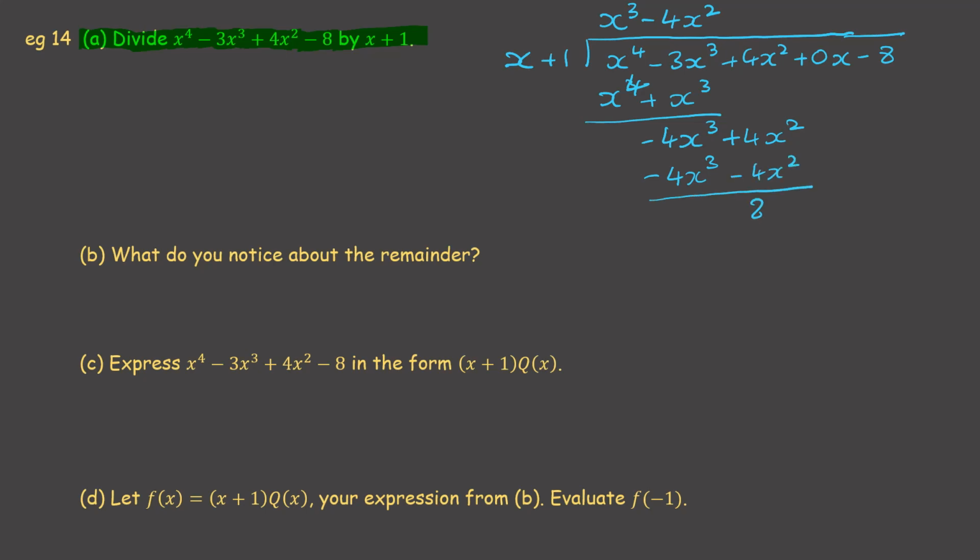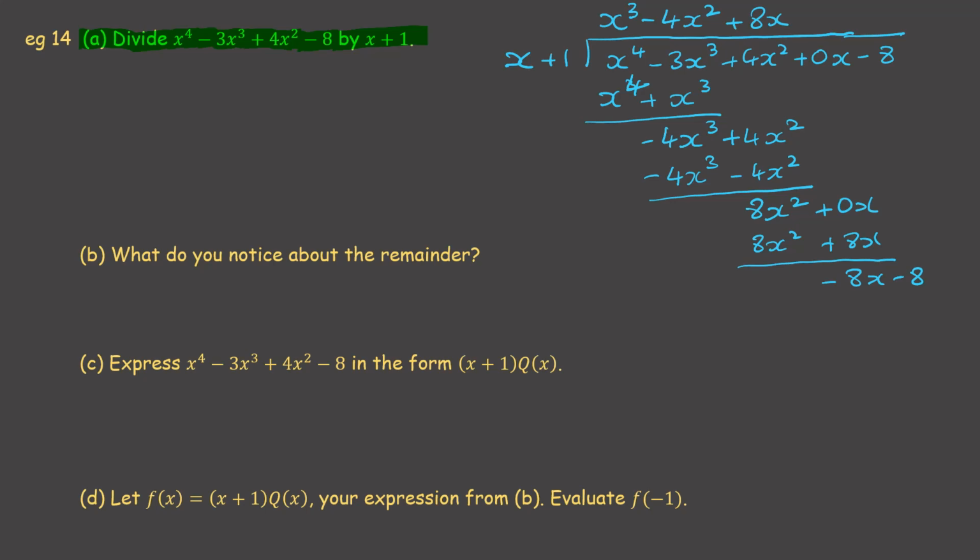Subtracting there is going to give me 8x squared. Bring down the 0 x's. X to get 8x squared, multiply it by 8x. And then we've got 8x times x is 8x squared, and 8x times 1 is plus 8x. So subtracting gives me minus 8x, bring down the minus 8.